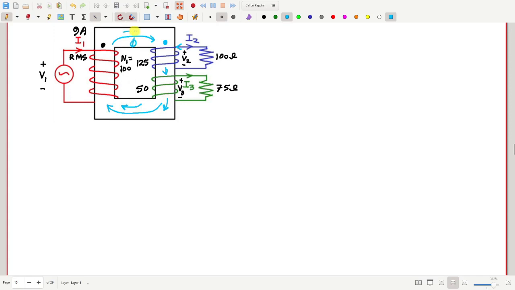So current entering a dot in the first coil is producing the flux in clockwise direction. Current entering the dot of the second coil should also produce the flux in the same direction, that means the clockwise direction. So the dot should be here. Similarly, for the third coil, the dot should again be on the upward side.